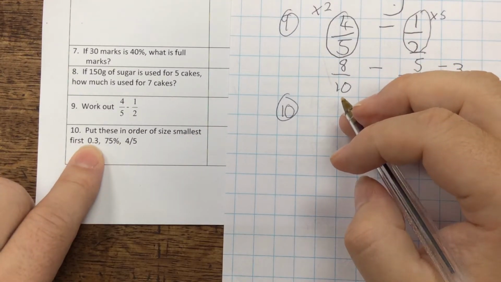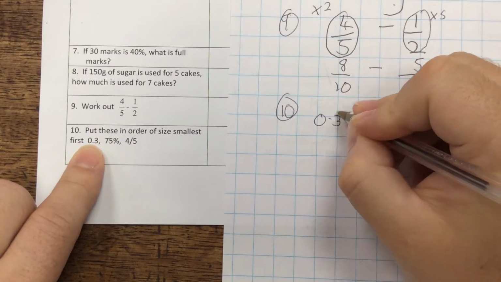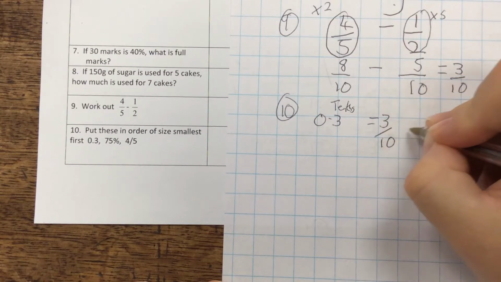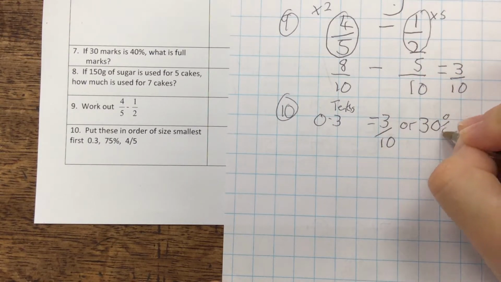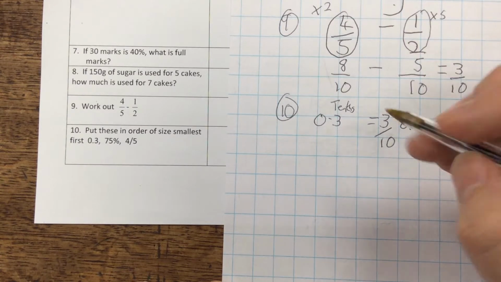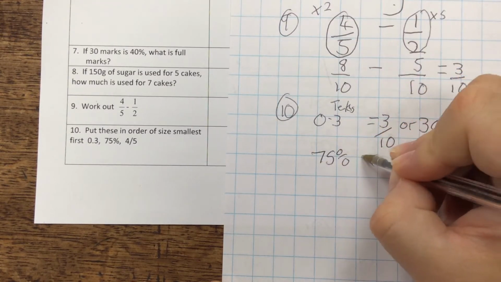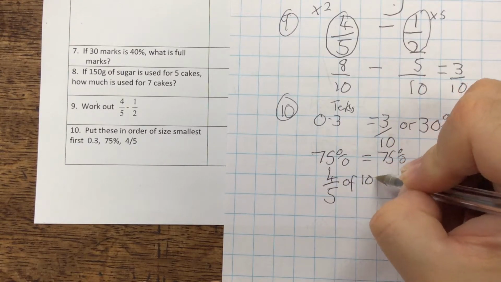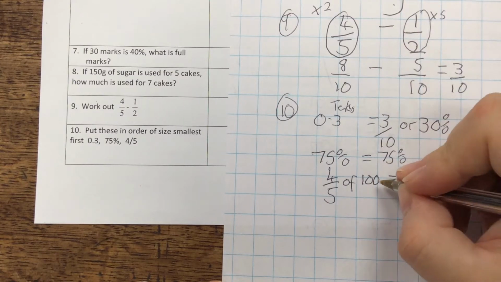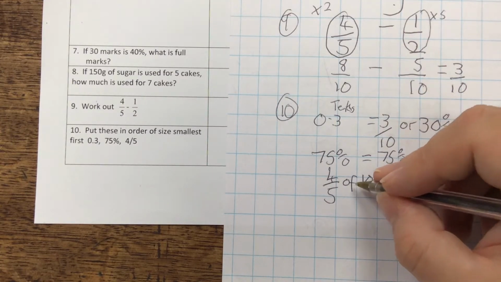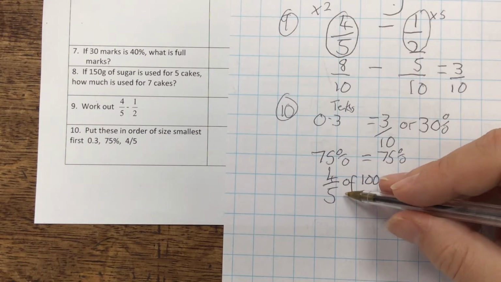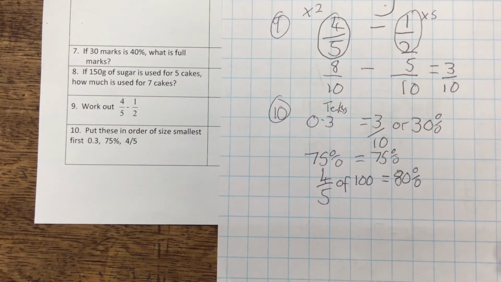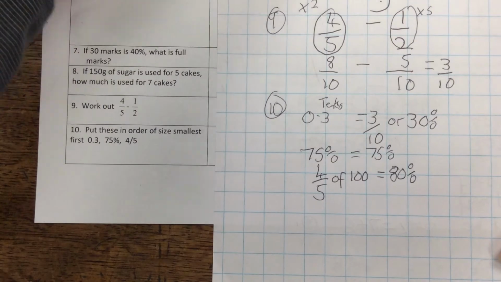That was question 9. Question 10, put them in order, smallest first. We came across 0.3 earlier. I told you 0.3, that's the tenths column. After the decimal place is the tenths column. So that is 3 out of 10, or 30% if I times it by 10 to make it out of 100. 75% is already a percent. And the last one, 4/5. I want to find 4/5 of 100. Like the one earlier, divide by the bottom. So 100 divided by 5 is 20, and times by the top. So 20 times 4 is 80%. So that one there is 80%.